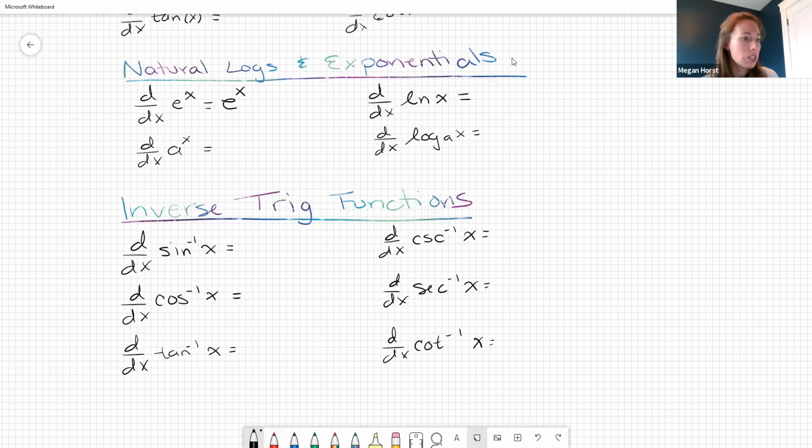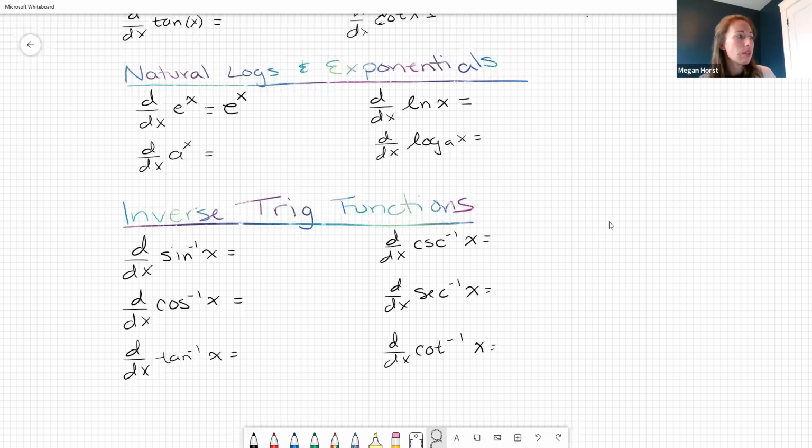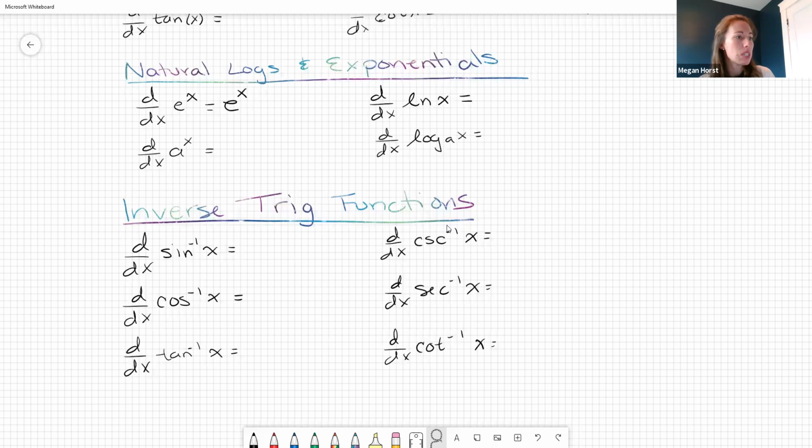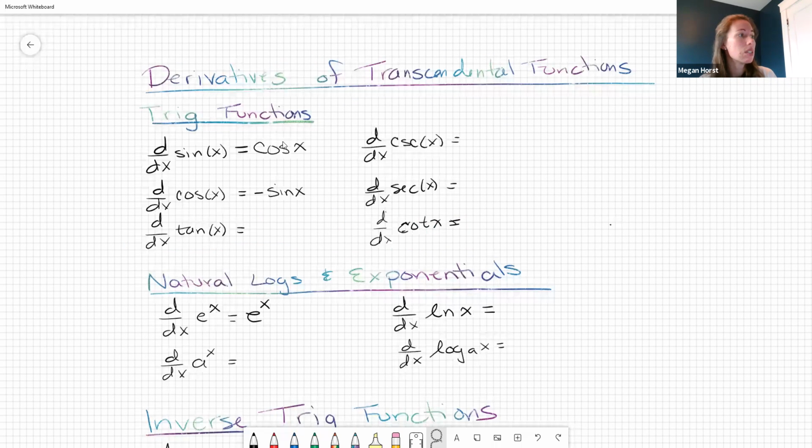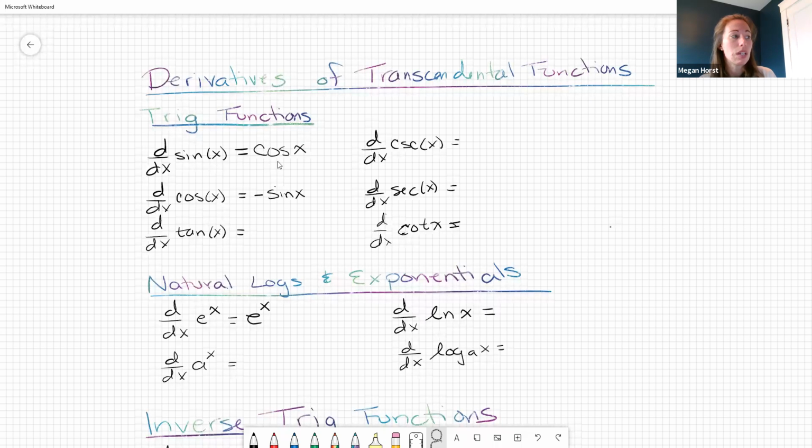Okay, so just to recap here, we're setting up the inverse trig functions, but we're not doing anything with them, or with natural logs and exponentials. The only one we're inputting here is d dx of e to the x equals e to the x. And then for our trig functions, the derivative of sine of x is cosine of x, and the derivative of cosine of x is a negative sine of x.